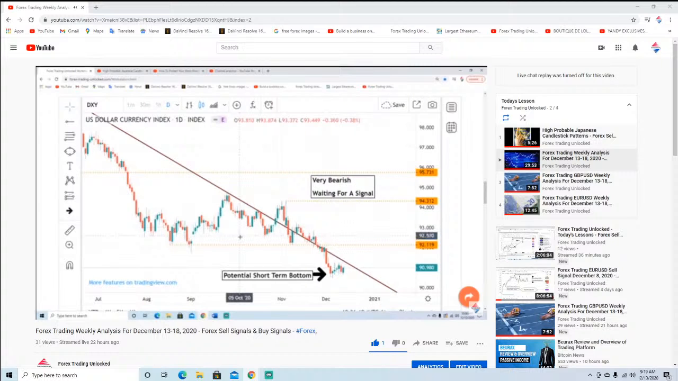Lower move lows and lower move highs is indicative of what? A downward trending market. So right now, we are waiting for a signal. We're very bearish, but we are waiting for a signal because right now the dollar just seems to be overdone, and we're starting to see some divergence in currencies, and we'll go over that in just a moment. So a potential short-term bottom forming here.